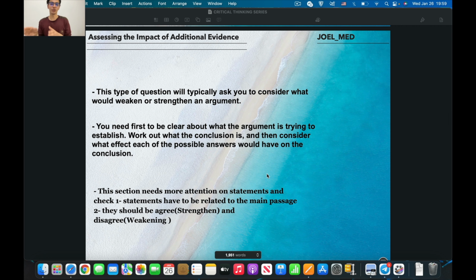This section needs more attention on statements and checking. One statement has to be related to the main passage. Then it should agree with the passage for strengthening, and disagree for weakening the passage.